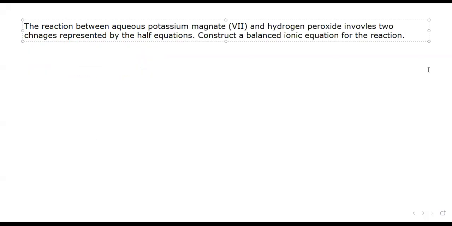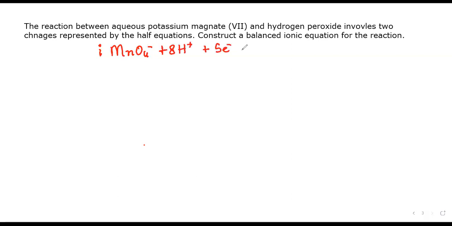And what are the 2 half equations that have been provided to you in the exam? The 2 half equations that they have given to you are that equation number 1 is MnO4 minus plus 8H plus plus 5 electrons, giving us Mn2 plus plus 4H2O. Almost exactly the same as the equation we did in the previous question.